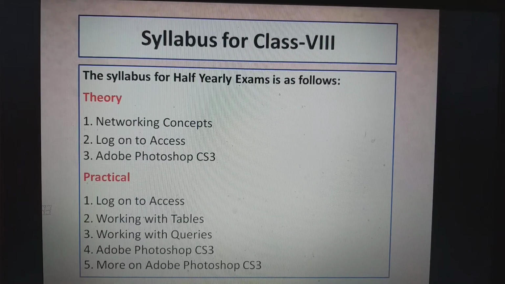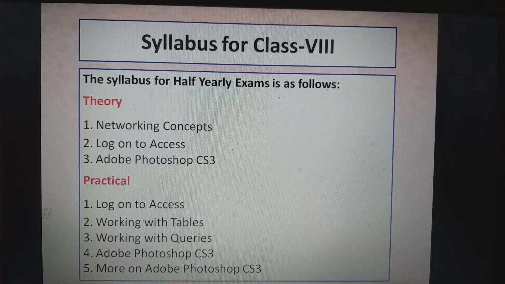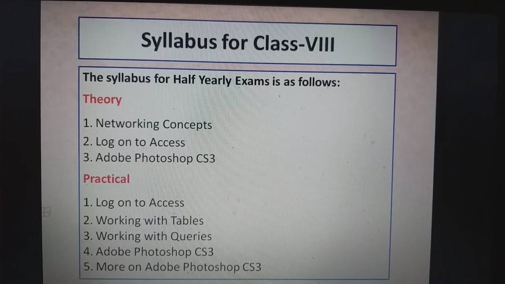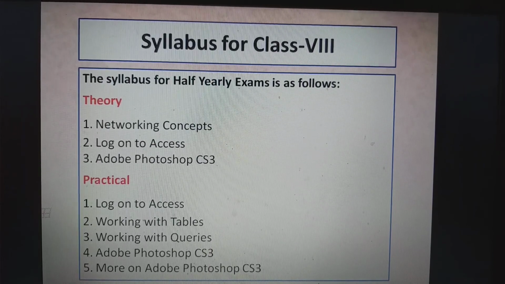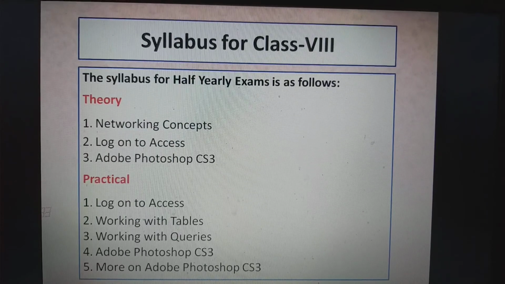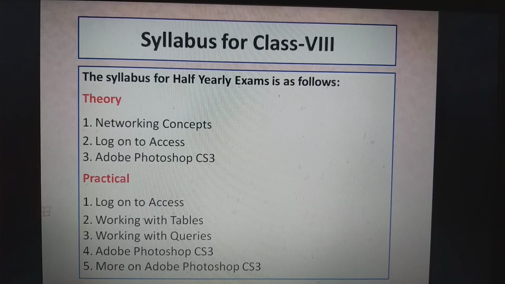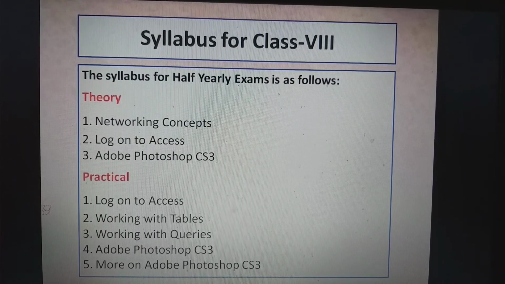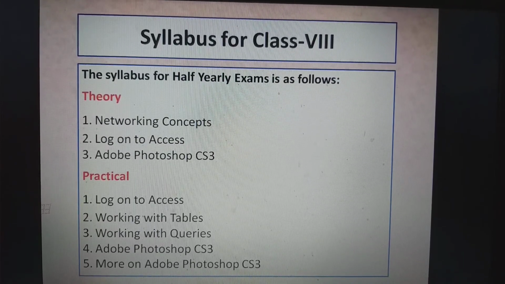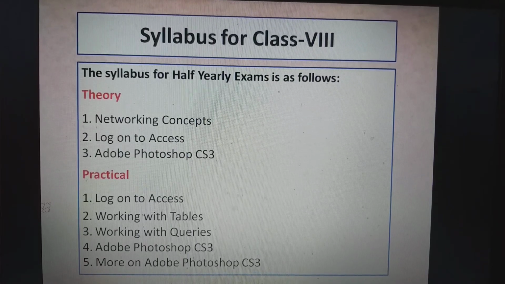Now see the computer syllabus for half-yearly examination. The theory part consists of networking concepts, logon to access, Adobe Photoshop CS3, and the practical part consists of logon to access, working with tables, working with queries, Adobe Photoshop CS3, and more on Adobe Photoshop CS3. I would like to mention here that there will be no periodic test for computer subject.